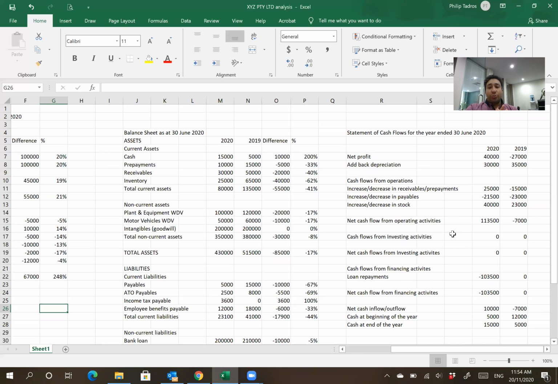Now, there's two different ways in preparing a statement of cash flows. One is the direct method, where we have cash flows from operating activities, and then you itemize them.